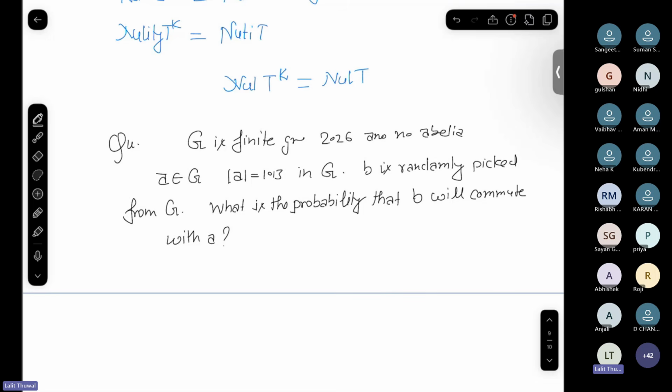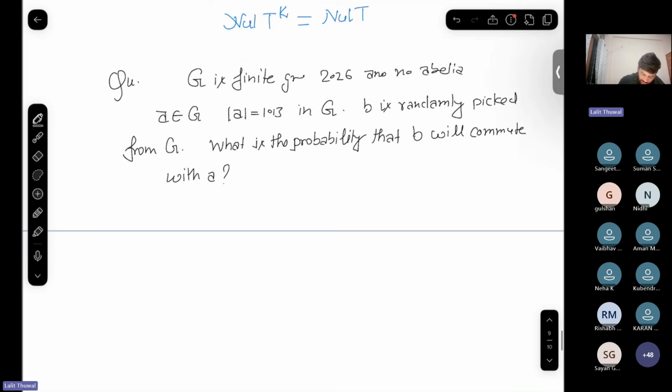What was the answer, by the way? Sir, 1/2. Okay, 1/2 is the right answer. Does anyone want to change the answer? It might not be right. Okay, so let me tell you. So why? Its probability of commuting with A is 1/2. See why?